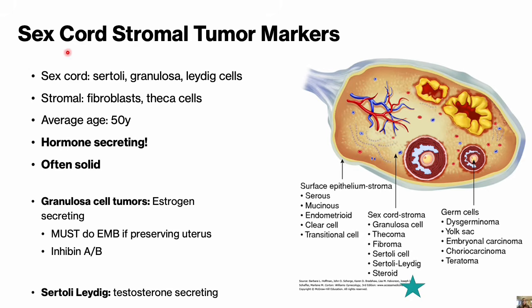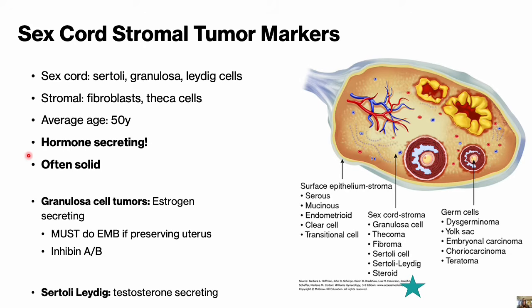And lastly, we have sex cord-stromal tumors. The sex cord cells: Sertoli, granulosa, and Leydig, and then the stromal cells: fibroblasts and theca cells. The average age of these tumors is around 50, and they can be hormone secreting, and they're often solid. So if you see a solid mass, you're going to want to think about this.